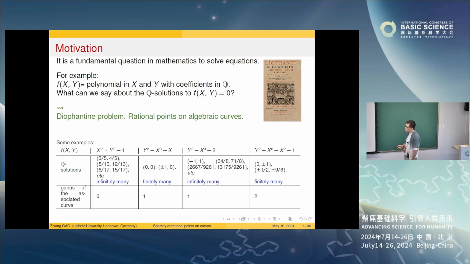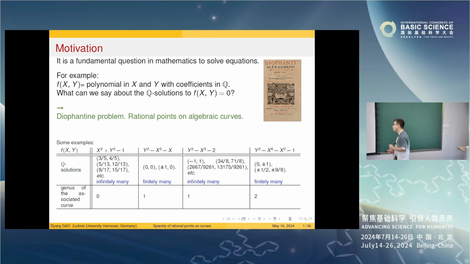And the number of Q solutions is very different. In the first example, there are infinitely many solutions, and there are many, many small ones in the sense that both the numerator and the denominator are small. In the second example, there are only finitely many solutions. In the third example, there are still infinitely many solutions, but starting from the third solution, the numerator and the denominator are both very large. This is the difference from the first example. And in the fourth example, there are only finitely many solutions.